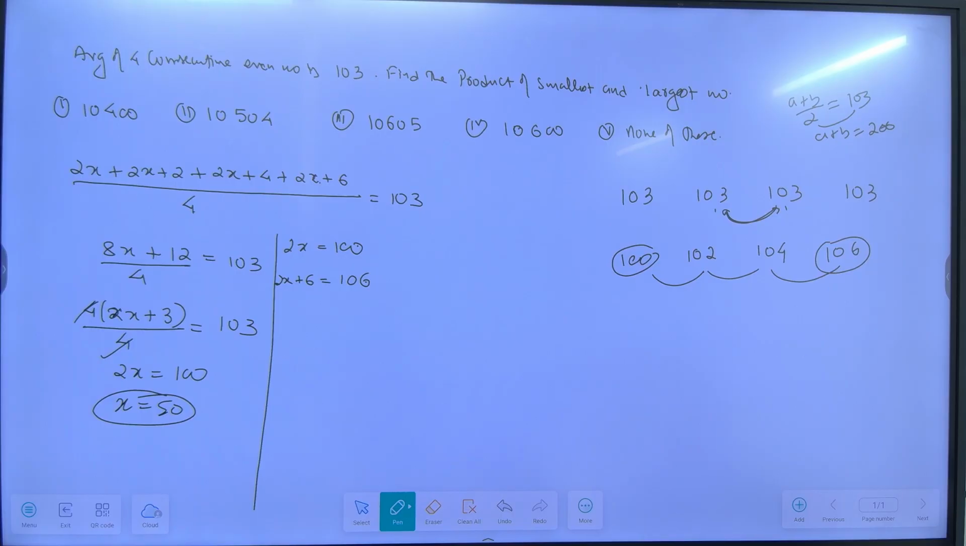We can take consecutive numbers as x, x plus 1. I prefer keeping 2x directly as even. Things become easy. Because if you take a number as 2x, you know that that is an even number. 2x plus 1 is an odd number. Avoid any confusion. Done?